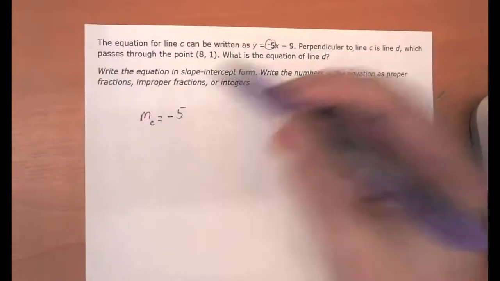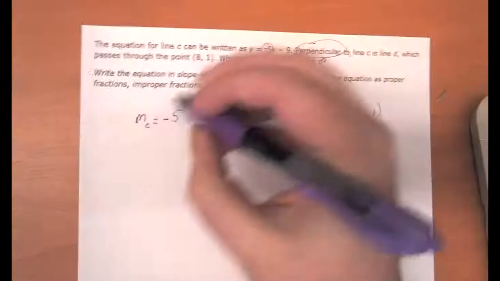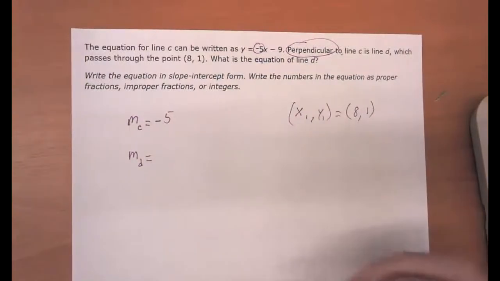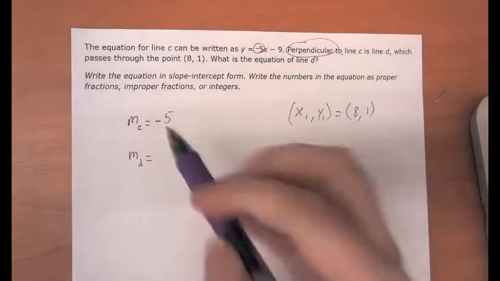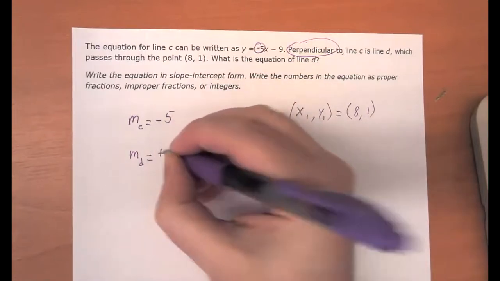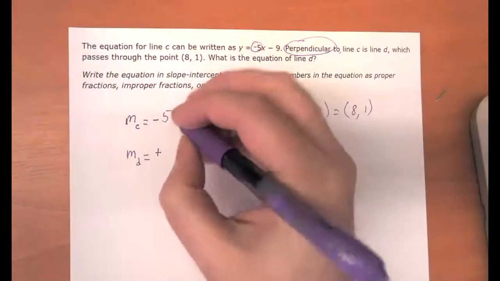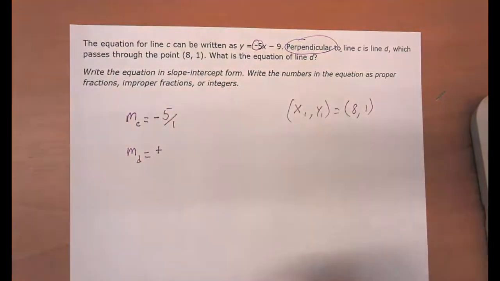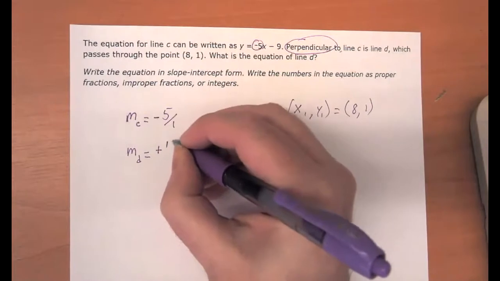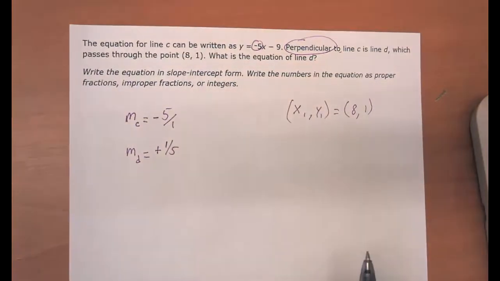So knowing that line C is perpendicular to line D, what would the slope of line D have to be? Well, remember that perpendicular lines have slopes that are negative reciprocals of each other. So because this is negative, the slope of D is going to be positive. And if we think of the slope of C as being 5 over 1, the slope of D will be the reciprocal of that, which is 1 over 5.